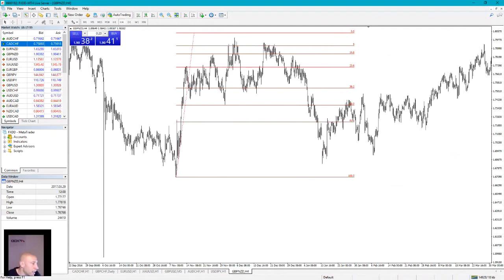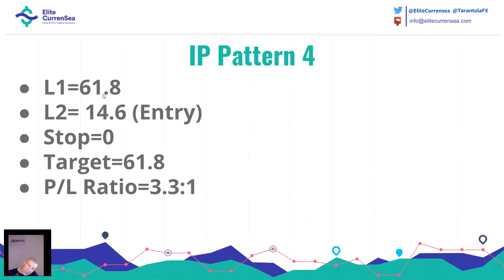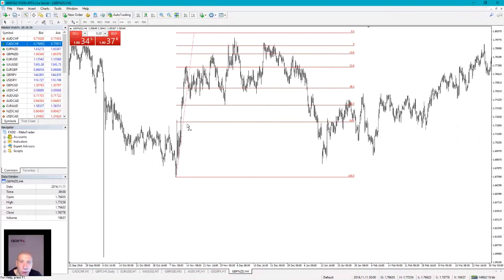And one more example, guys. It's IP pattern 4. Retracement goes to 61.8, then the price gets back to 14.6. That is your entry. Stop is 0, target is 61.8, and the profit to loss ratio is 3.3 to 1. So nice risk to reward also on this pattern, and this is how it looks.